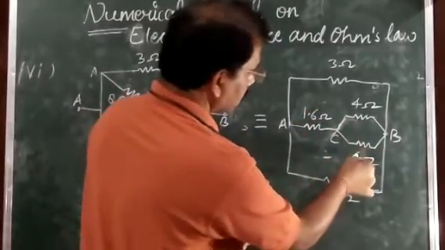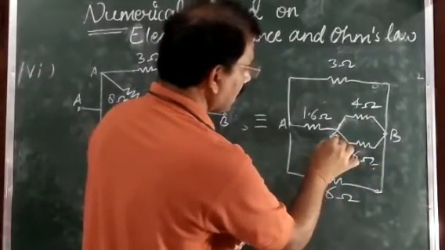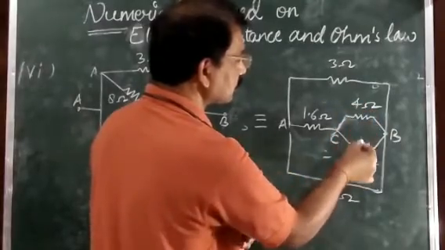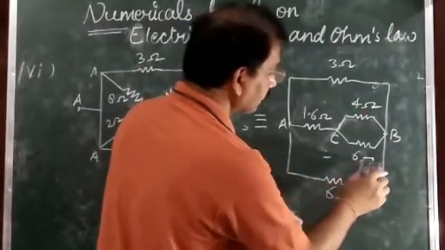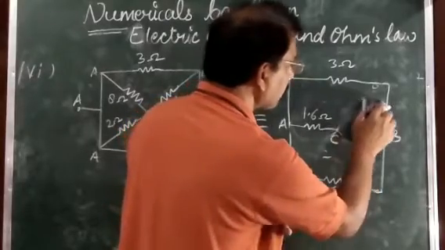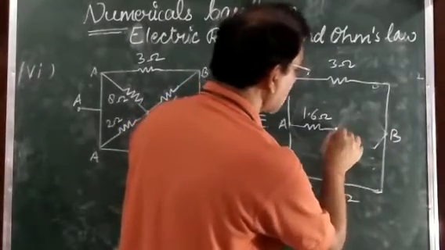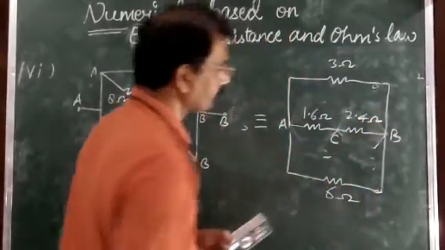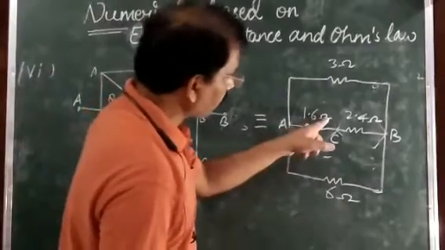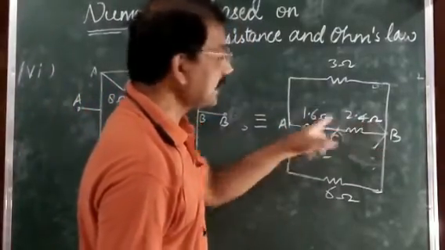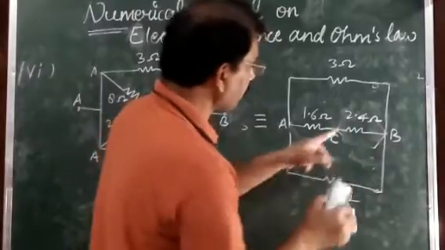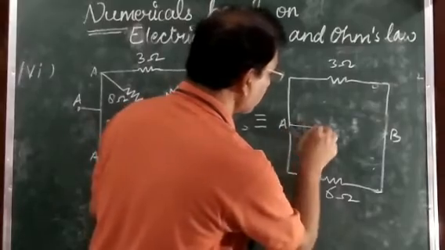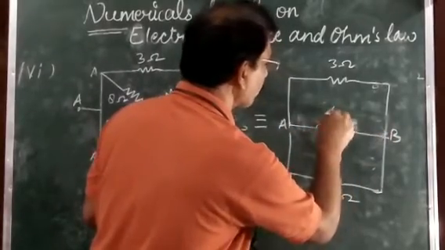In the same way, 6 ohm and 4 ohm both are in parallel. Their equivalent is 6 into 4 upon 6 plus 4, so 24 upon 10, which is 2.4 ohm. Now 1.6 ohm and 2.4 ohm both are in series. Their equivalent is 4 ohm. So in place of these three you can put a single resistance of 4 ohm.